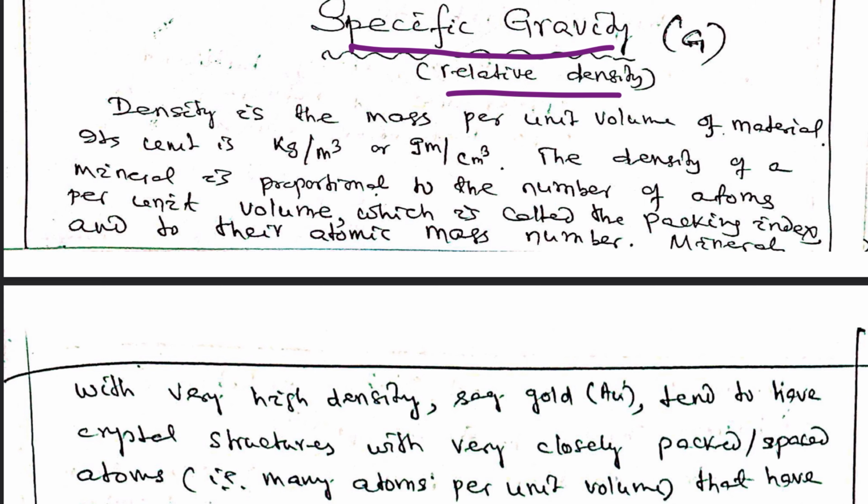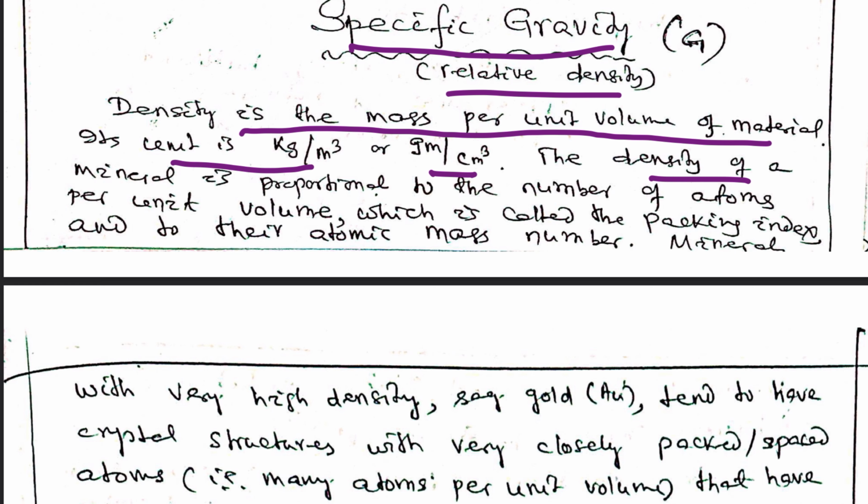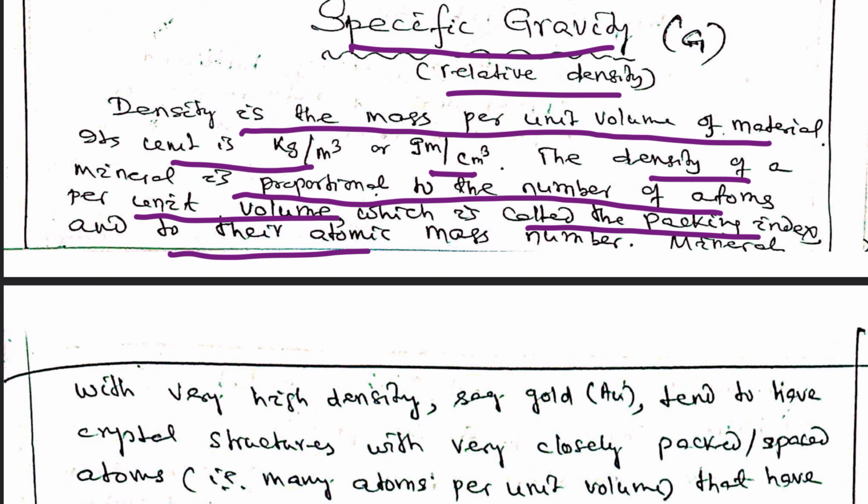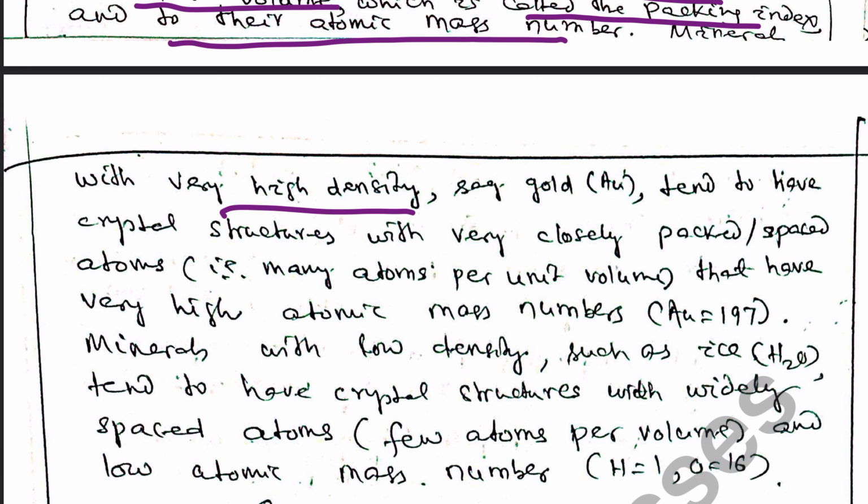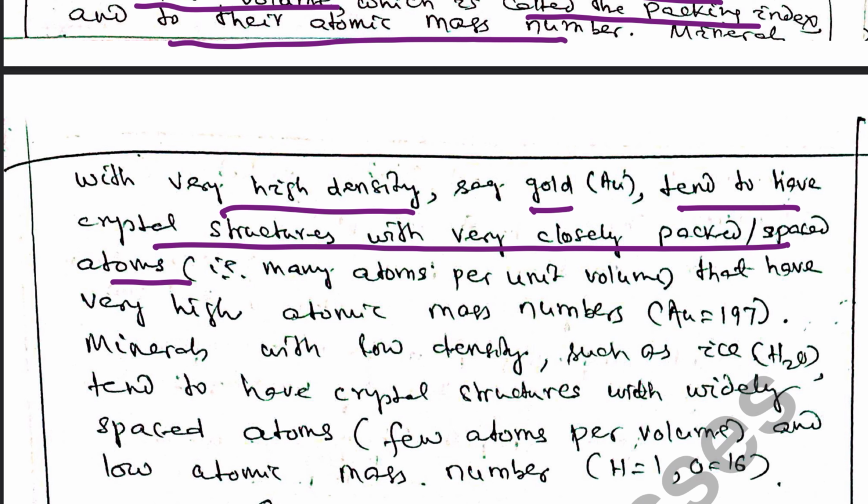So, let us discuss how density plays a role in identification of minerals, or what is density. Density is the mass per unit volume of the material. The unit is kg per meter cube or gram per centimeter cube. The density of a mineral is proportional to the number of atoms per unit volume, which is called the packing index, and to their atomic mass number. Minerals with very high density, say gold, they tend to have crystal structures with very closely packed spaced atoms.